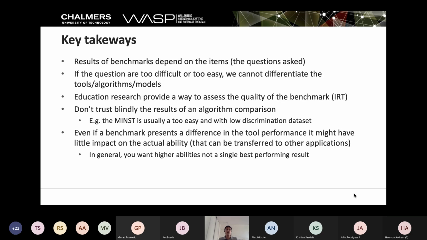Of course, if you want the best performing tool for the MNIST data set, go ahead and use one of those benchmarks. But if you are looking for an algorithm for your custom application, you might want to be looking at ability and not the result of a single benchmark.